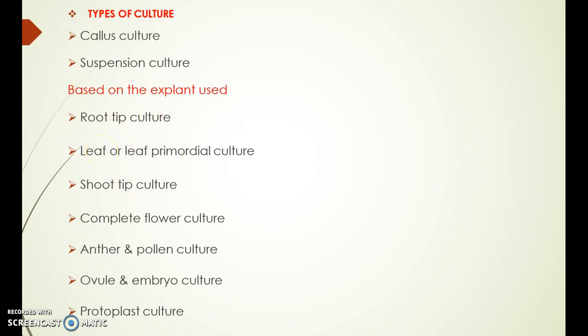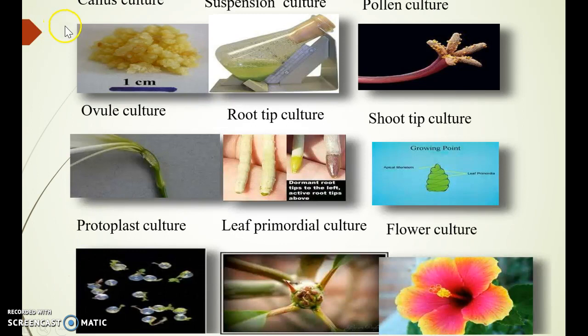nothing but meristematic cells. Here you can see the pictures of different types of cultures: callus culture, which is on the solid media; suspension culture in the liquid media. These are the pollens which are used for pollen culture, and ovular, root tip culture, shoot tips, protoplast culture, leaf primordial culture, and flower culture.